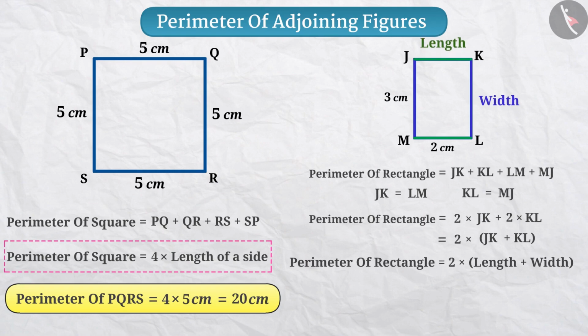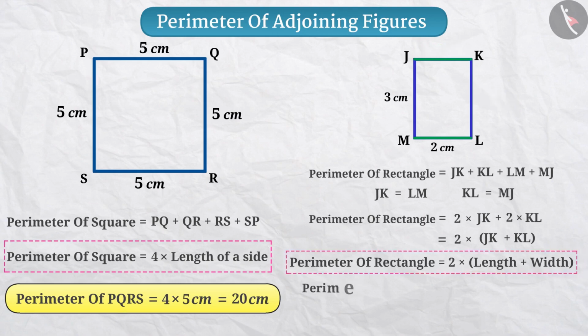If you know the length and width of a rectangle, then you can find the perimeter of that rectangle using this formula. For example, the perimeter of the rectangle JKLM will be 2 multiplied by 2 cm plus 3 cm is equal to 2 multiplied by 5 cm is equal to 10 cm.